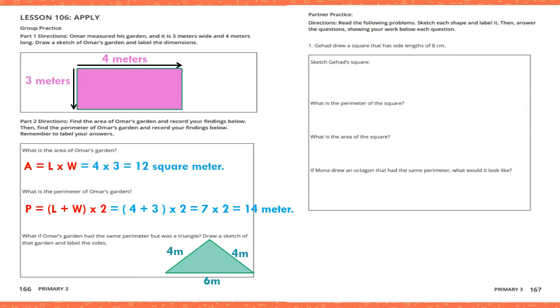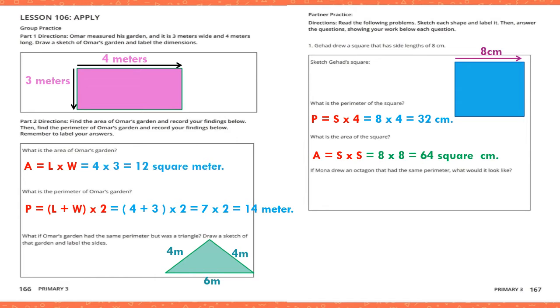Gihad drew a square that has a side length of 8 centimeters. What is the perimeter of the square? As we know, the square has 4 equal sides. So perimeter will be S times 4. 8 times 4 equals 32 centimeters. What is the area of a square? Area will be side length times side length, equal 8 times 8 equals 64 square centimeters.